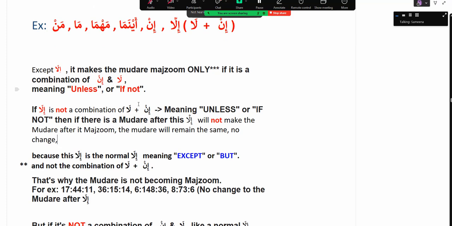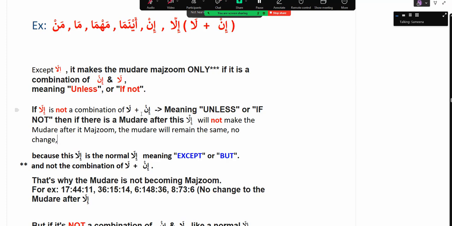Okay. If illa is not a combination of in plus la, that is, the meaning is not unless or if not, then if there is a mudare after this illa, this will not make the mudare majzoom. The mudari will remain the same, no change. Okay, because this illa is the normal illa. The meaning is except, which we have learned in our previous lesson, right? Illa of istisna and all those things, or but.